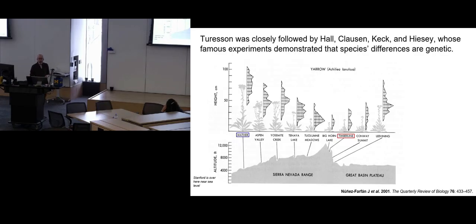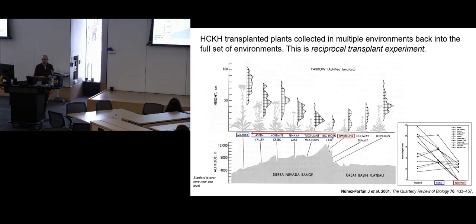This work is probably more familiar to you from Clausen, Keck, and Hiesey, and Hall, ignored by Clausen, Keck, and Hiesey in all their publications, whose famous experiments in California demonstrated that species differences are genetic. They collected initially hundreds of species and settled on a couple of dozen that they planted along transects from Stanford down at sea level through Mather up to Timberline to ask how different populations of, in this case, yarrow, Achillea lanulosa, would perform in different environments and to what degree these differences are genetic.